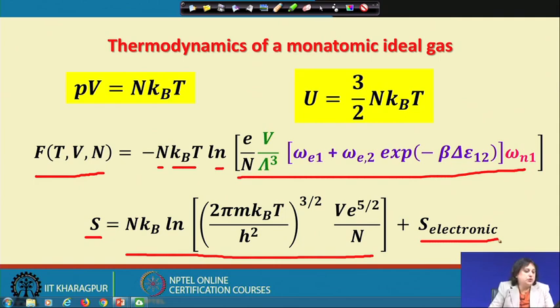Now, let us have a look at the different contributions. What is m? m is the mass of each gas atom, T is the temperature at which the system is present, V is the volume of the gas, and once again capital N is the number of atoms present in the system. This equation is known as the Sackur-Tetrode equation.